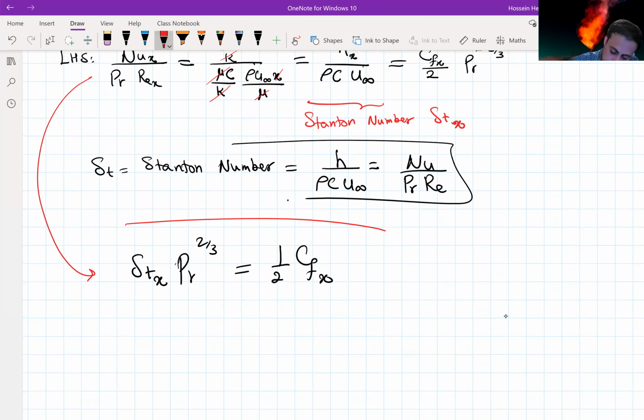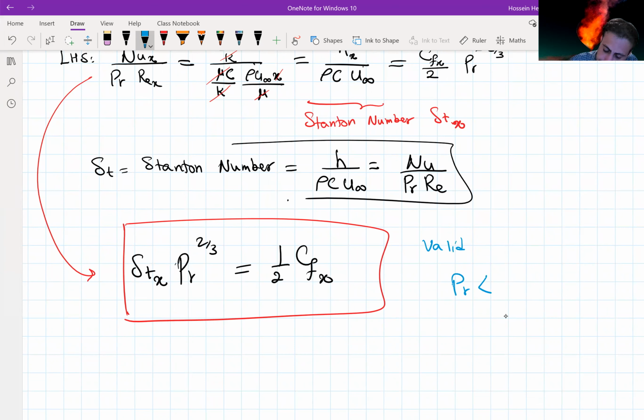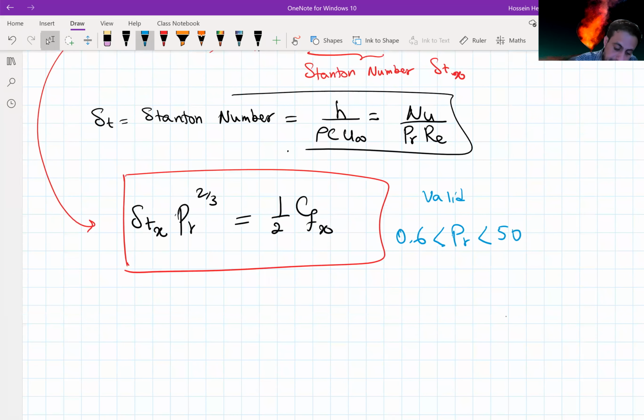And this is valid for Prandtl number less than 50 and greater than 0.6. Now, the significance of this is the analogy between the heat transfer, the Stanton number, and the fluid flow, through the drag coefficient Cf x. Now, this is what was introduced by Colburn as the Colburn analogy.